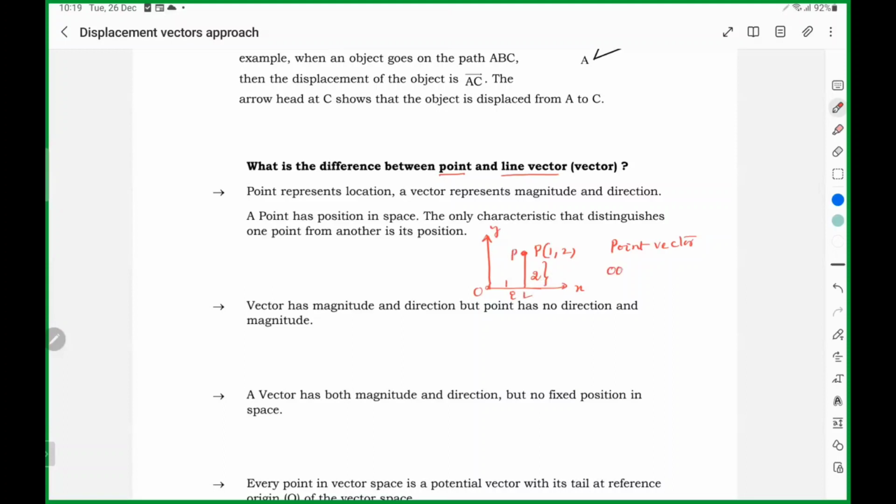By vector addition, OP bar is OL bar plus LP bar, which is i plus 2j. So here i plus 2j is a point vector. Even a line vector also seems to be the same. Unless they mention that it is a point vector, we don't know whether it represents a line vector or a point vector.